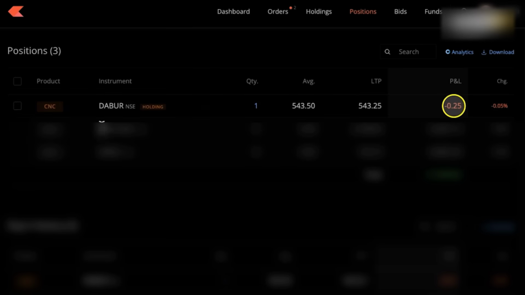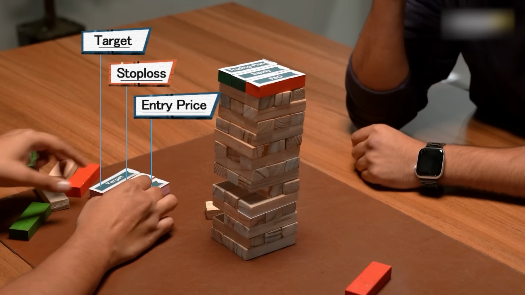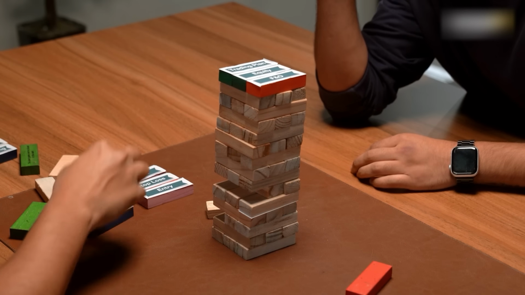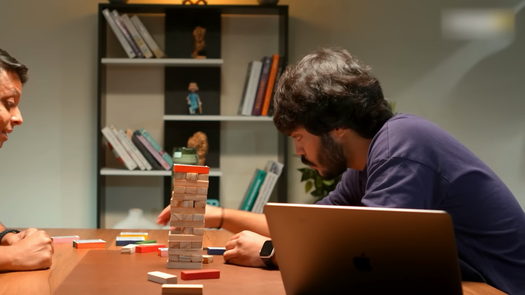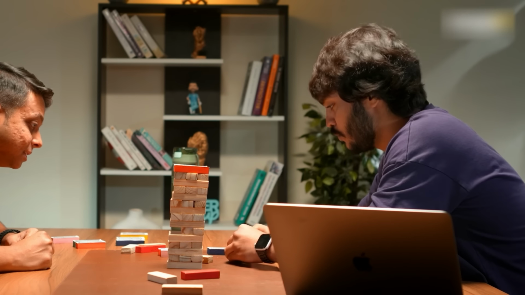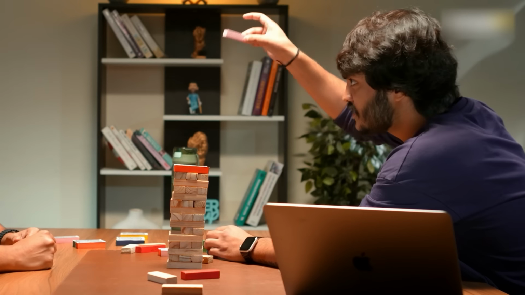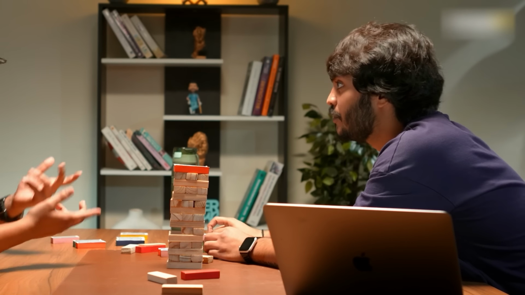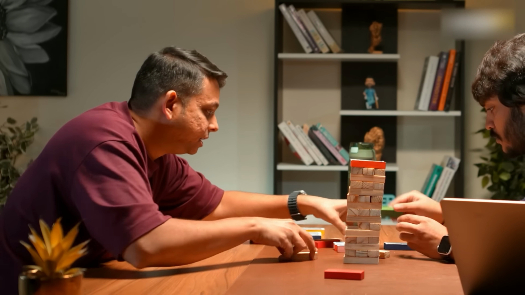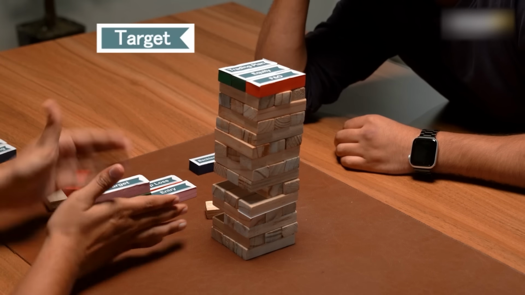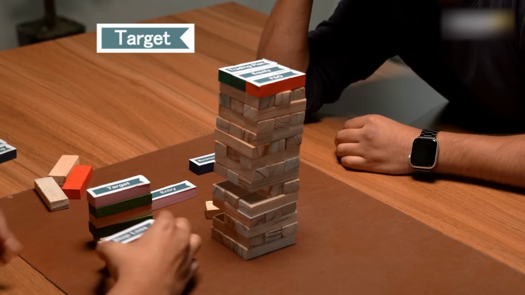Oh, it is going red. Should I exit? No, not yet. Let's just take this loss and understand it through this. So target, stop loss, entry. We cannot just place a stop loss wherever we feel like. So what you need is a backtest. Sir, I'll tell you what I need. I need to increase this. That's a really good point. If your target is this, then your stop loss should be this.